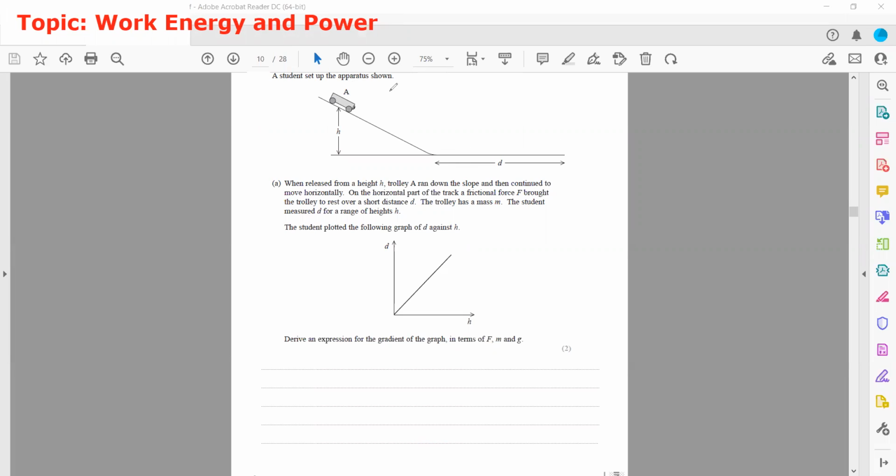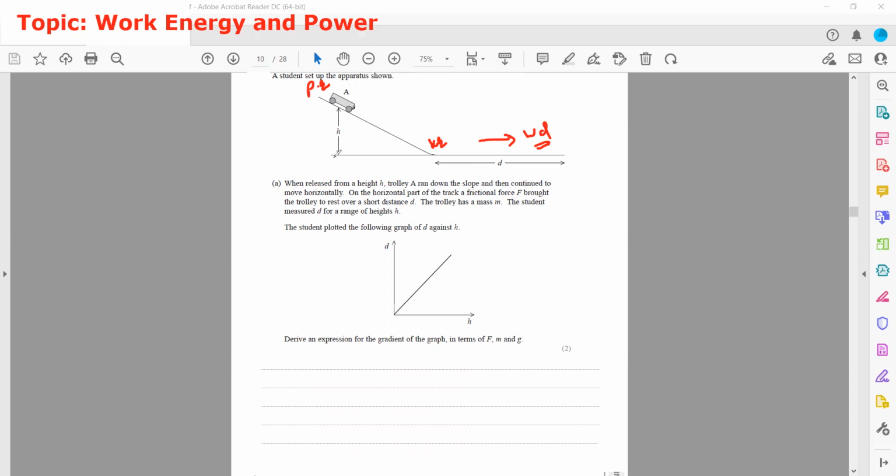So here what happened? There is a conservation of energy. First, it will have a gravitational potential energy. Then it will have kinetic energy, and that kinetic energy is used to do work done against the friction. So it rolled down on a horizontal surface.